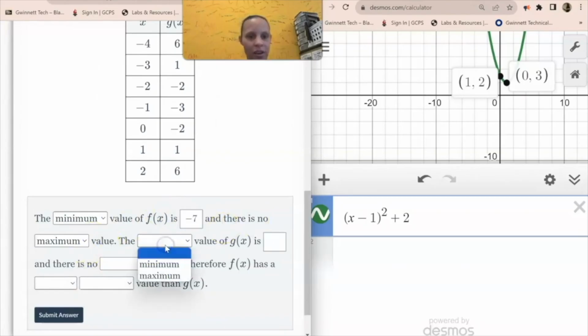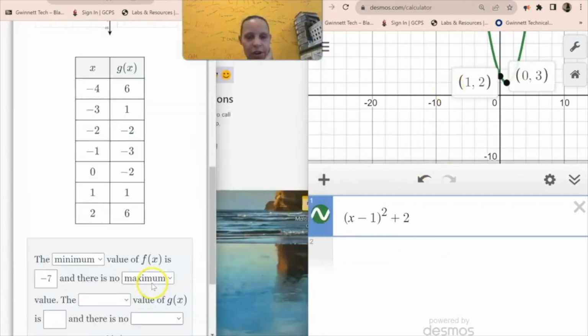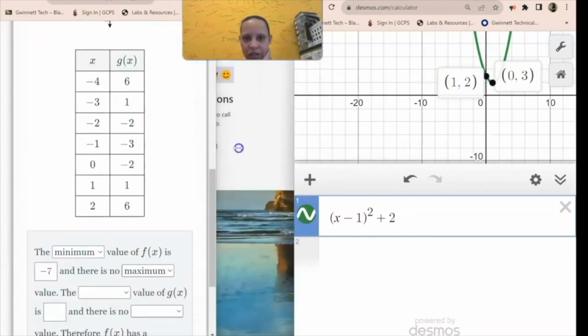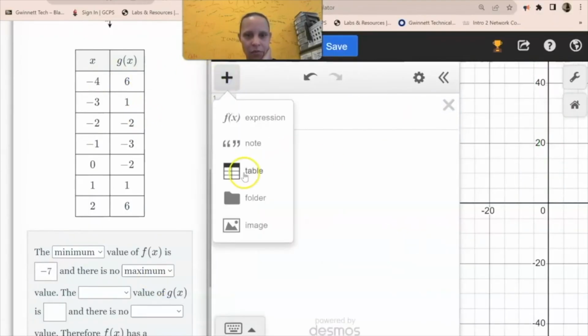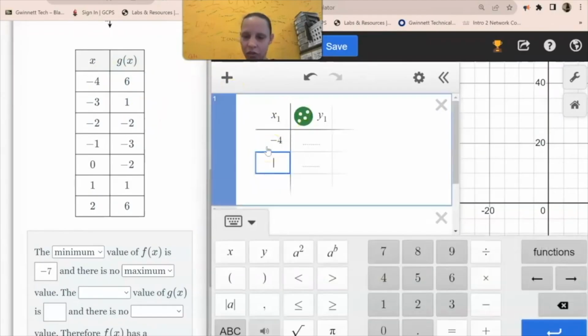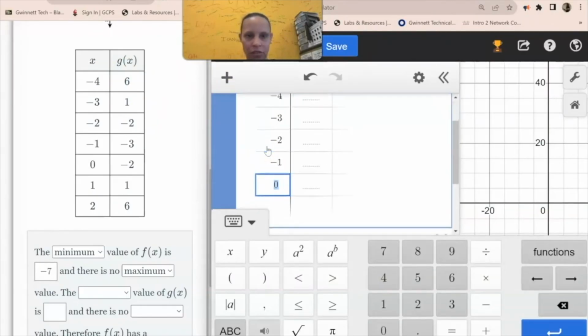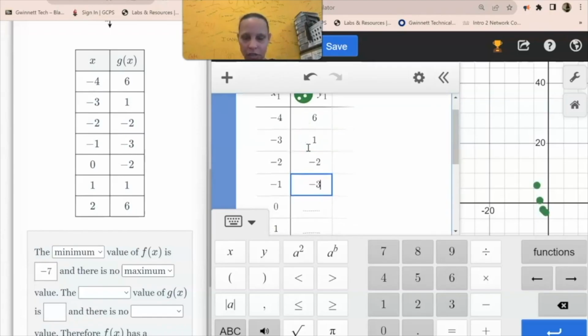Okay. Now I don't know if this is a maximum or minimum, and I could show you how to put it in, but I'm just going to show you since we're showing you via cheating. To put in a table, you're going to click plus sign, table. Put in your values. Just make sure that you're very careful that you put them in correctly. If I keep pressing enter, it keeps putting it in right. Then come right here. So it goes 6, 1, -2, -3, -2, 1, and 6.